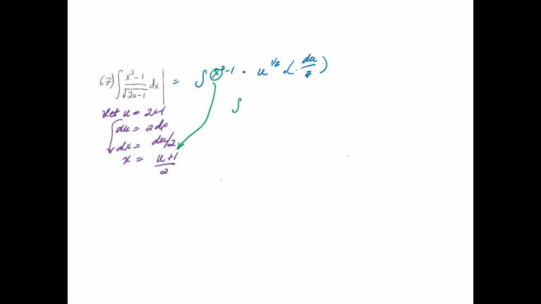So I'm going to move the 1/2 over, and I'm going to have u plus 1 over 2 squared minus 1 times u to the 1/2 du. Unfortunately, there is nothing that you can do but FOIL this, and I know you're like, "Oh, I really don't want to," and believe me, I don't want to either, but you're going to have to FOIL the top and then distribute the bottom.